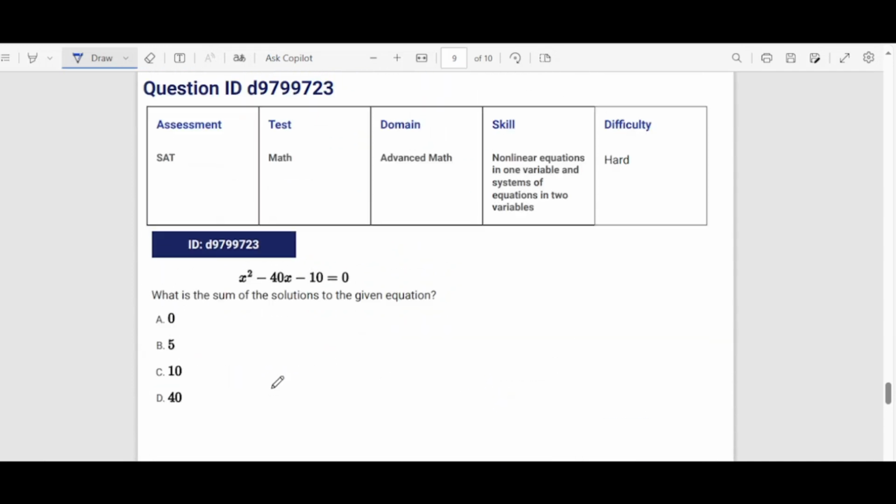Next question. All right, what is the sum of the solutions to the given equation? So we just need to break this down. We can do this mod 5 3 1 minus 40 and minus 10, and it gives us 40.24, and it gives us 0.24. So minus 0.24. So the sum of these two equals 40. So our answer is D.